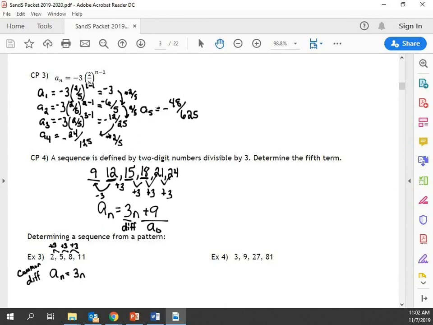Okay? We've determined the common difference of the equation. Now we just got to determine, oops, not 0. What is that term? Negative 1. There you go.